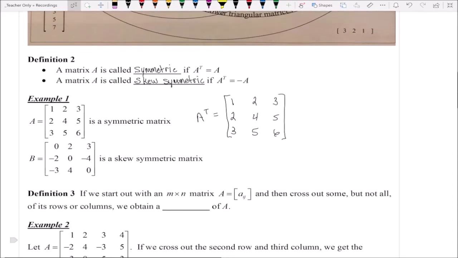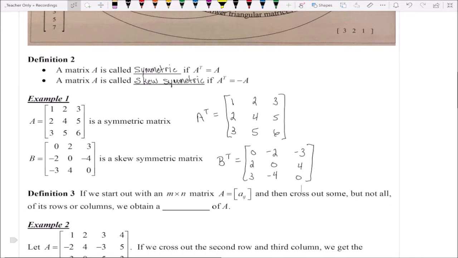Likewise, down here, if we were to find B transpose, the first column would be 0, 2, 3. The second column would be negative 2, 0, negative 4. The third column would be negative 3, 4, 0. If we now compare this to B, the first row of B transpose is 0, negative 2, negative 3, and the first row of B is 0, 2, 3. They are negatives of each other.